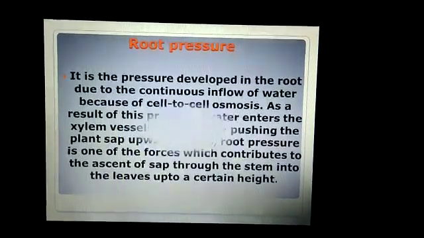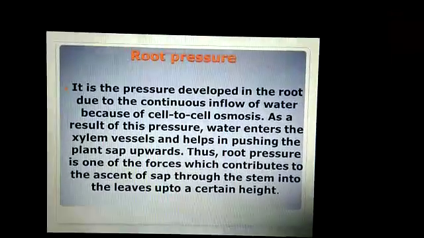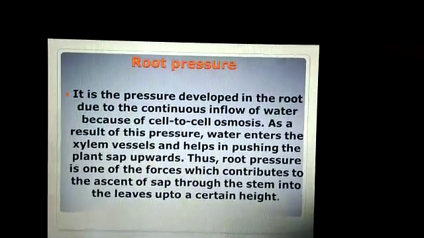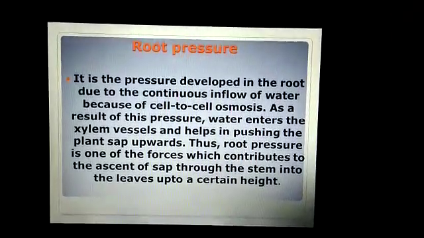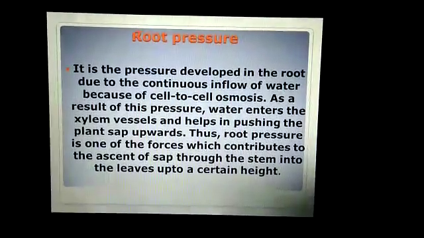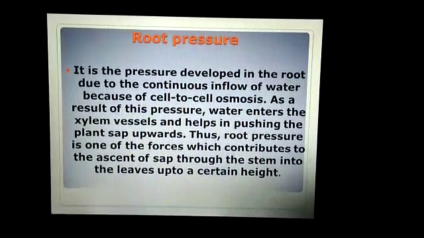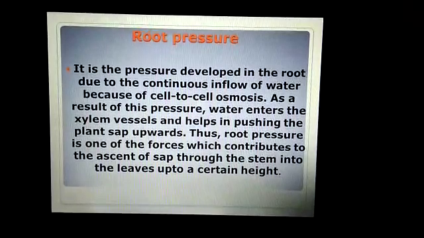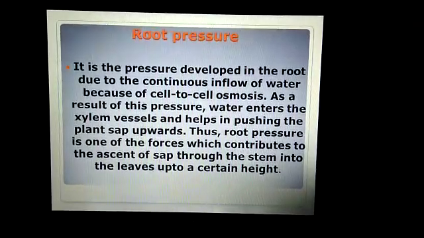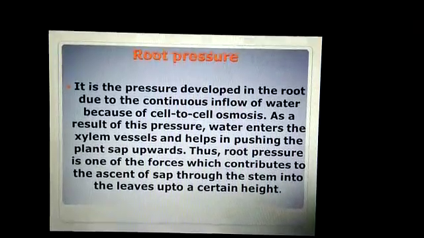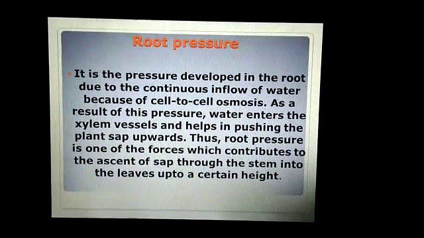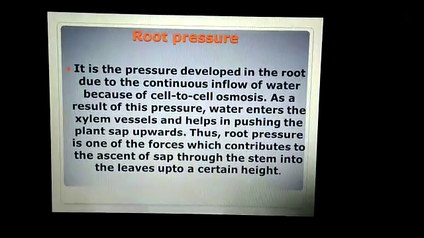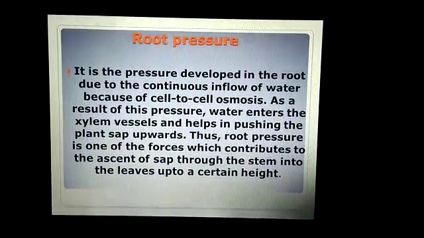Now the next one, root pressure. It is a pressure developed in the root due to the continuous inflow of water because of cell to cell osmosis. As a result of this pressure, water enters the xylem vessels and helps in pushing the plant sap upward. Thus, root pressure is one of the forces which contributes to the ascent of sap through the stem into the leaves up to a certain height.